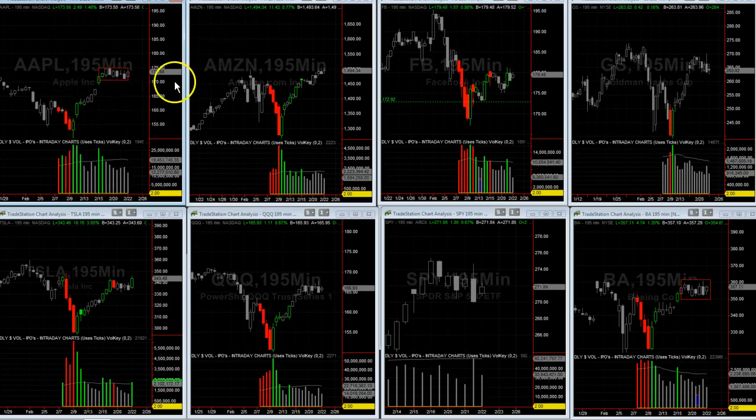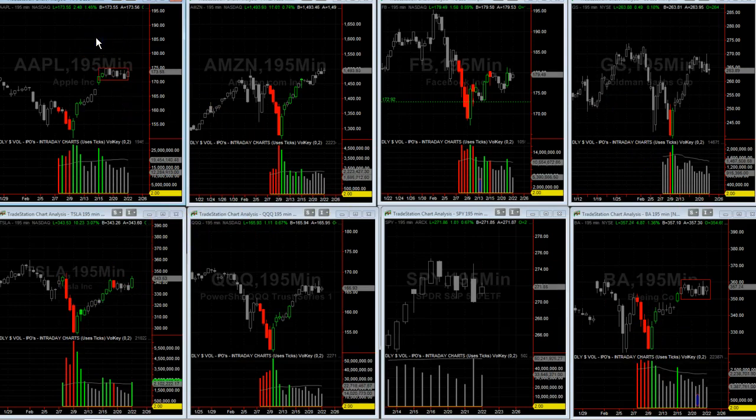So kind of looking across the board here, you can see that money was coming into the markets, it flowed into tech names, big volume in Apple, a big move. Big volume in Amazon, in Tesla, big moves. Boeing, big move. So volume is what moves stocks.